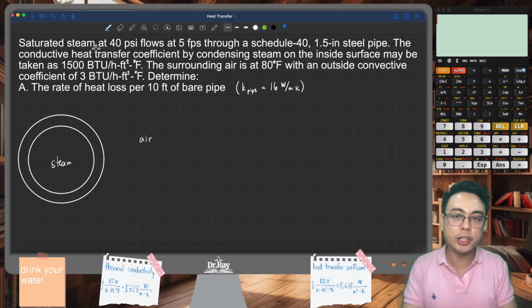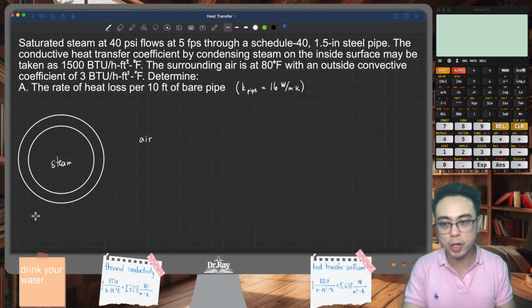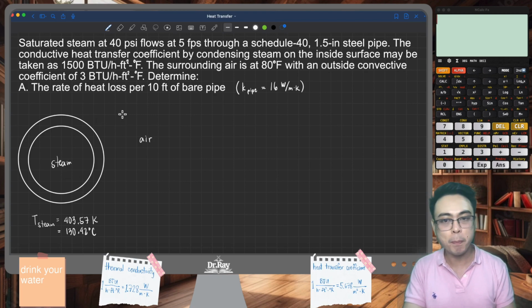And your saturated steam is at 40 psi or pounds per square inch. Now, you can take a look at any thermodynamic diagram or thermodynamic table for water to determine what's the equivalent temperature of steam at this saturation pressure. I have gotten that for you. The saturation temperature of steam at that pressure is around 403 Kelvin, 403.57 Kelvin to be exact. In degrees Celsius, that is 130.42 degrees Celsius. So this is the temperature of the steam inside that we're going to use for our calculations.